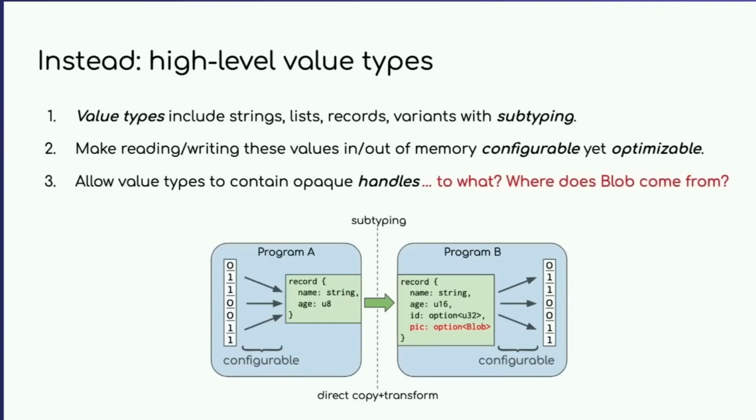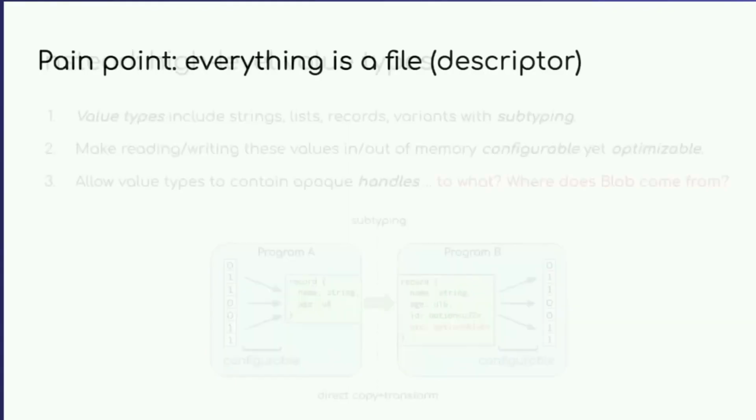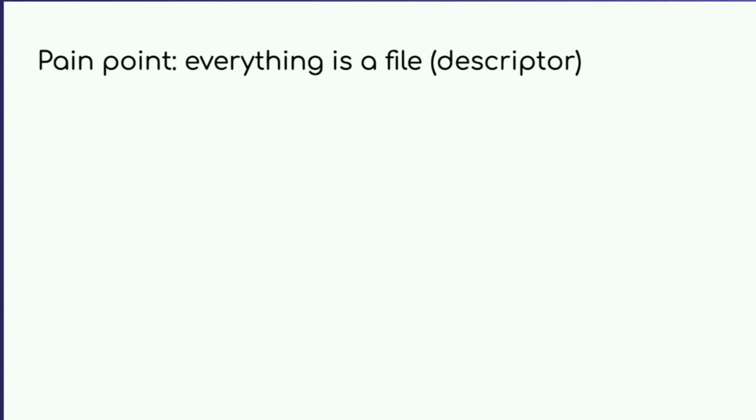Where did blob come from? Is it just magically built into the system? And this gets to our next pain point, which is that in POSIX, everything is a file descriptor.